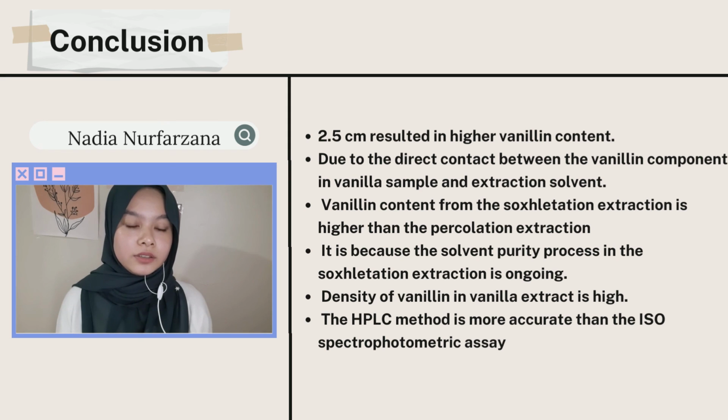The vanillin content resulted from the solution extraction is higher than the percolation extraction. This is because there is a continuous solvent purity process in the solution extraction. Therefore, the density of vanillin in the vanilla extract is higher. The HPLC method offers a more accurate means of determining vanillin content in vanilla than the spectrophotometry because by the HPLC method, the vanillin was separated from other compounds.